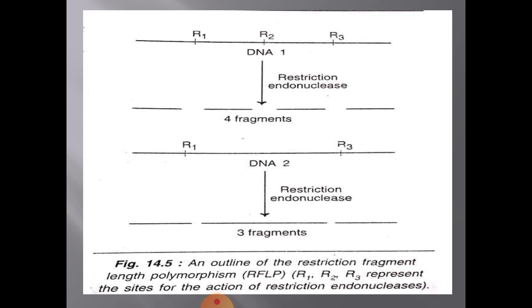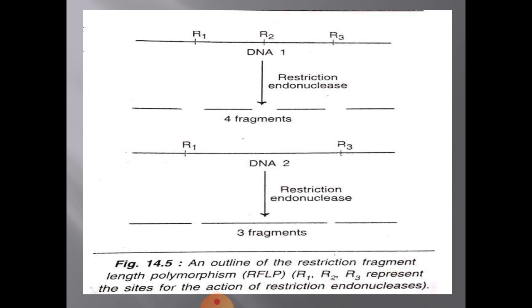Now you can see the bottom part where we have another molecule, DNA molecule 2. For our understanding, we have called it DNA molecule 2. The difference is that restriction site 2 is missing. There are only 2 restriction sites. So when you subject this to restriction digestion using restriction endonucleases, how many fragments do you get? You will get only 3 fragments.